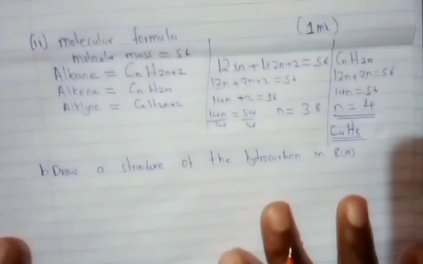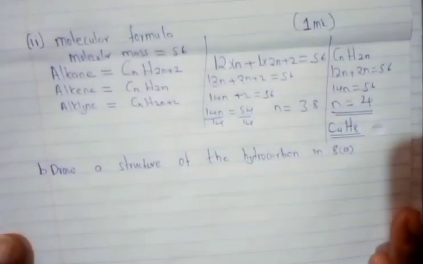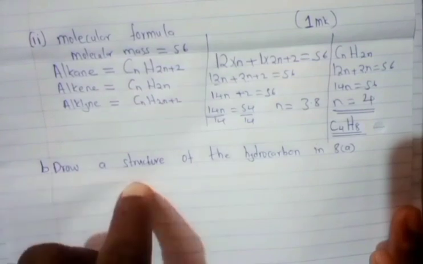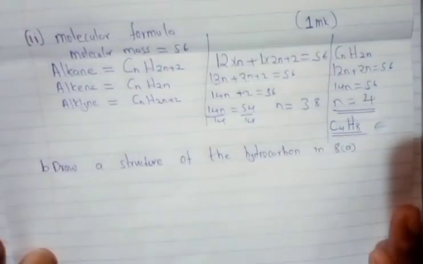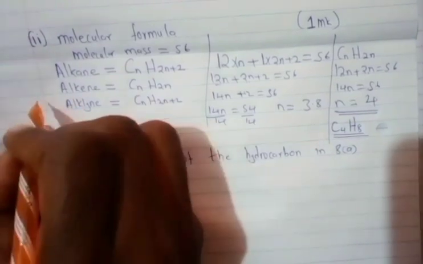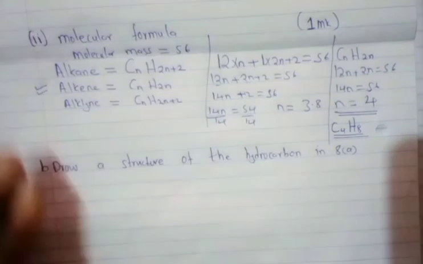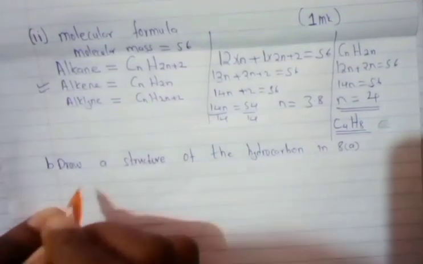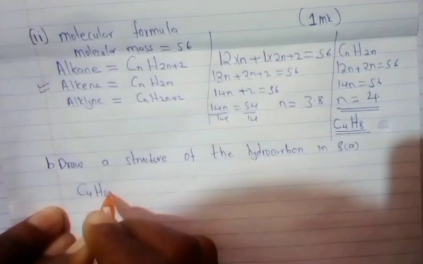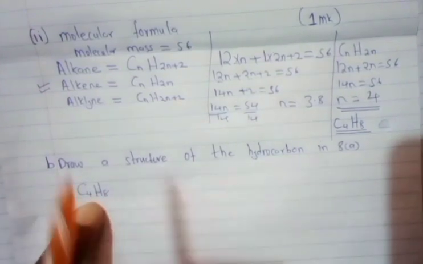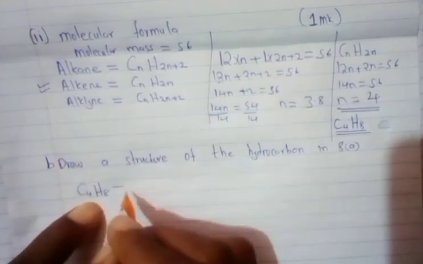Okay, let's go to part B of the question. Draw the structure of the hydrocarbon in 8a. So we draw the structure of this one here. We have said it is an alkene. So we know the molecular formula is C4H8. And remember, alkenes have a double bond.